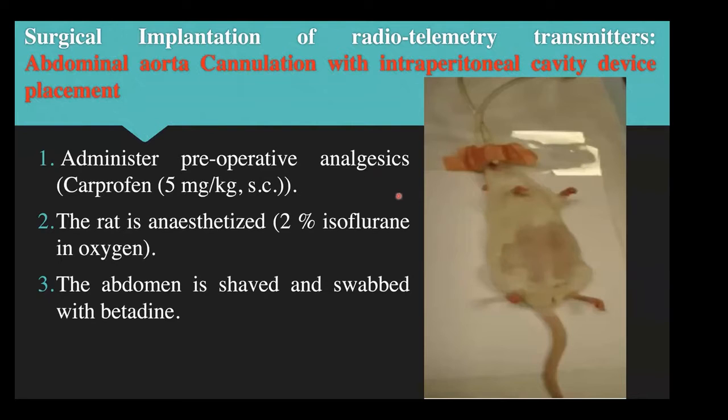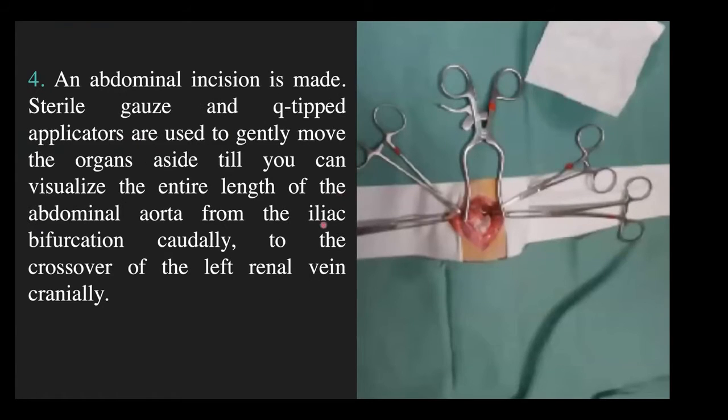So you need to first give your rats a preoperative analgesic. We use carprofen 5 milligrams per kilogram sub-Q, and then anesthetize your rats with isoflurane and oxygen. Go ahead and place it on the table in this way, shave the abdomen and swab it with betadine. Then you need to make an abdominal incision.